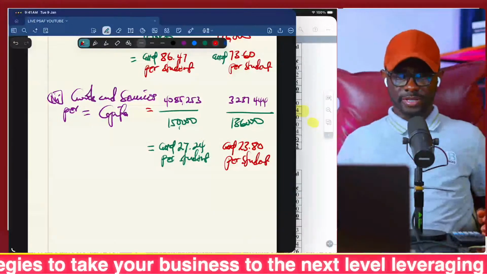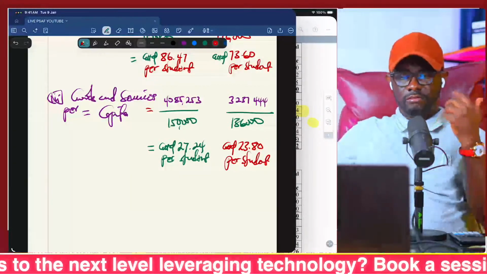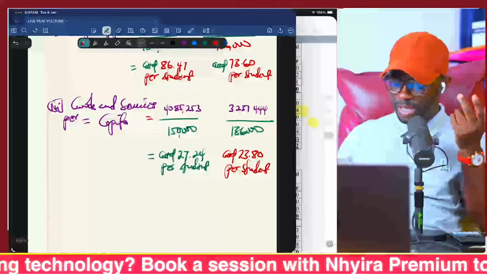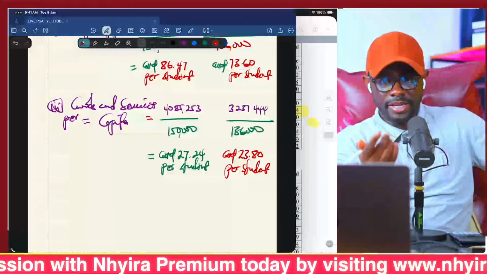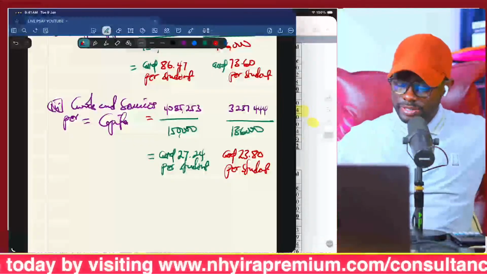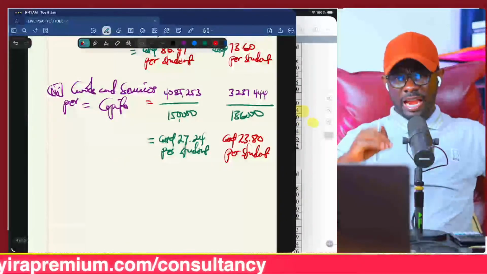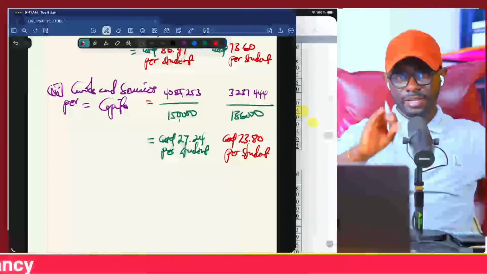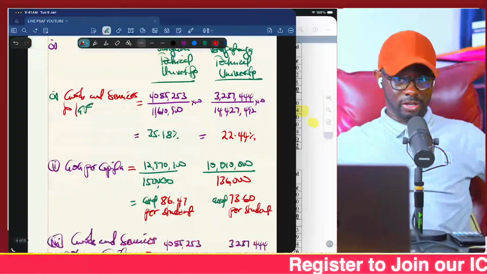Okay, or per person. So in what we have here, the universities, you could see that Sunyani is spending more per student head than Bolgatanga, which simply means that students at Sunyani Technical University are likely to have a much better quality education experience than students at Bolgatanga University.